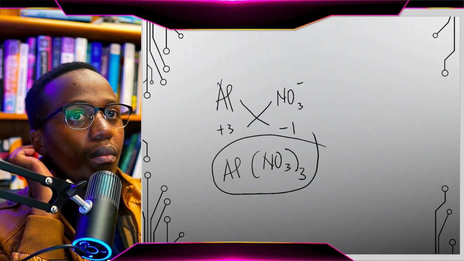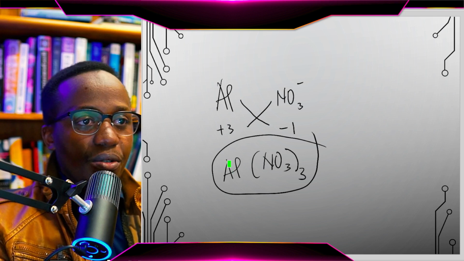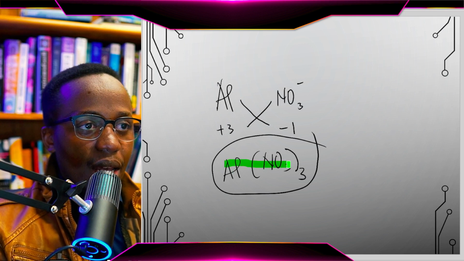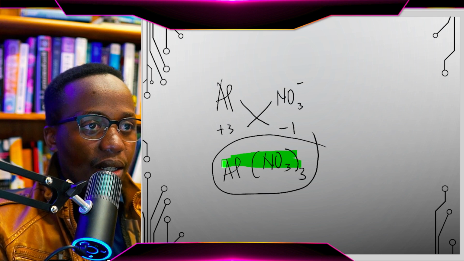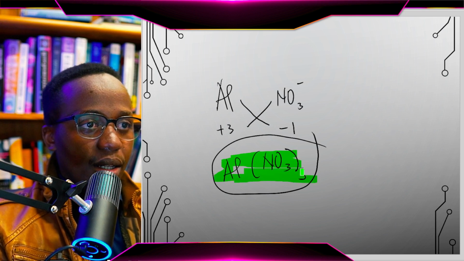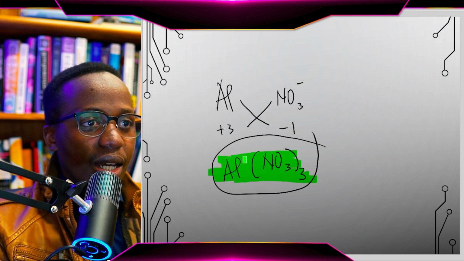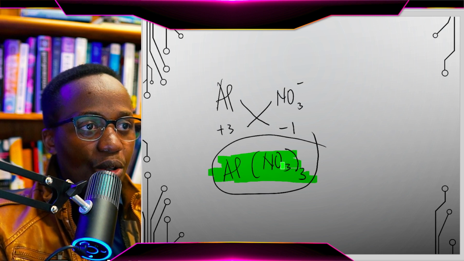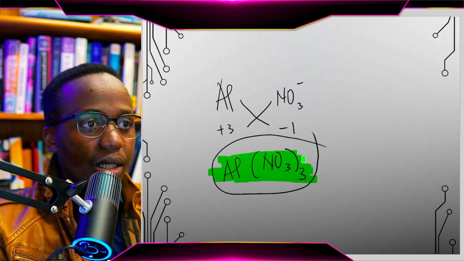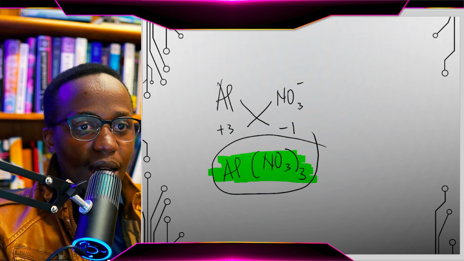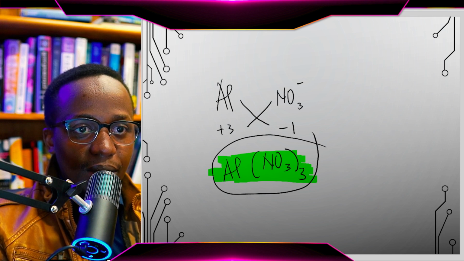Now going back to the naming, can you name this thing? Yes, you can, because this is nitrate, this is aluminum. So it's aluminum nitrate, right? Aluminum nitrate.